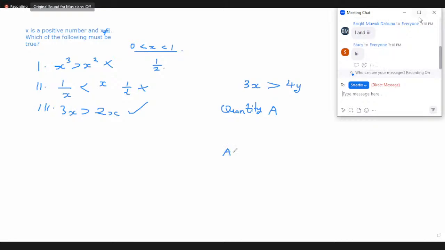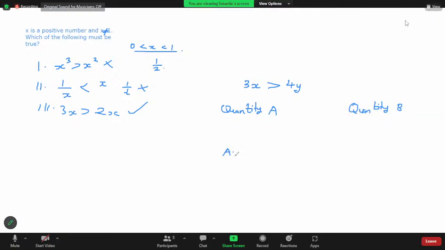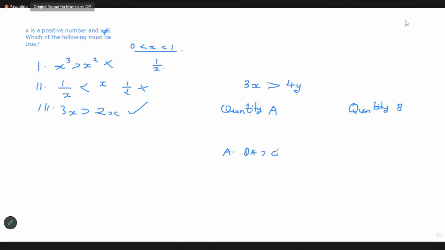All right. So in quantitative comparison, they give you two quantities. Option A is quantity A is greater than quantity B, option B is quantity B is greater than quantity A, option C is they are equal, and option D is the relationship cannot be determined. So there are four options all the time. Is that clear? If you think from the information given that quantity A is greater, then you choose A. If you think quantity B is greater, then you choose B. So quantity A is x and quantity B is y.